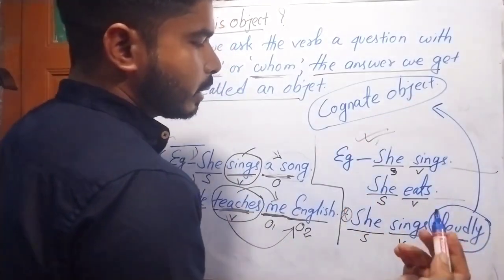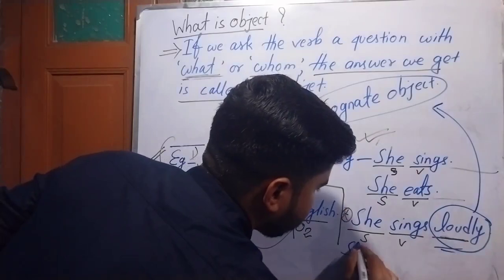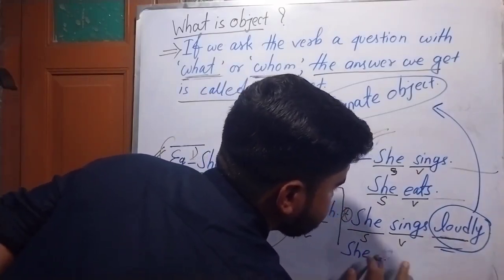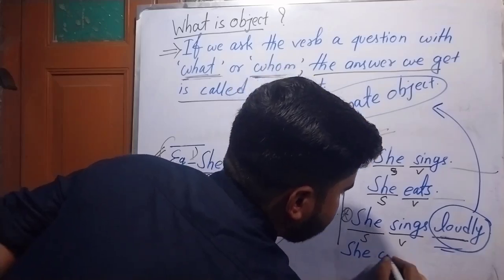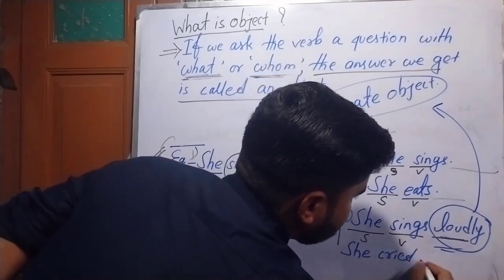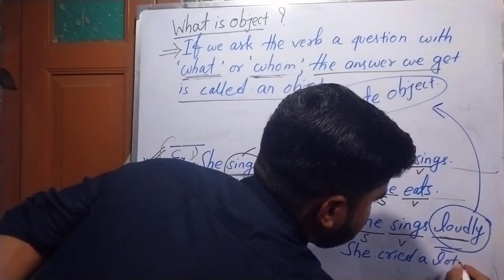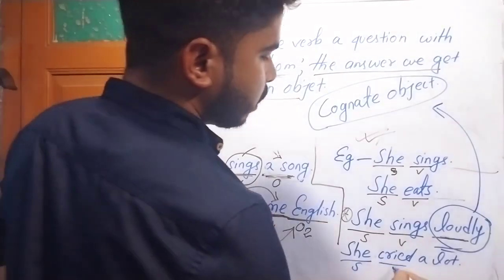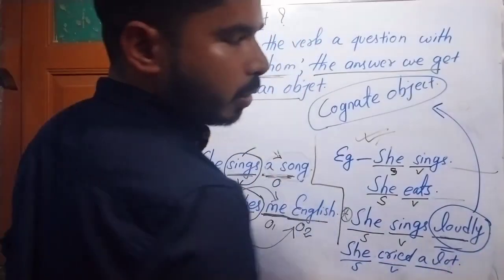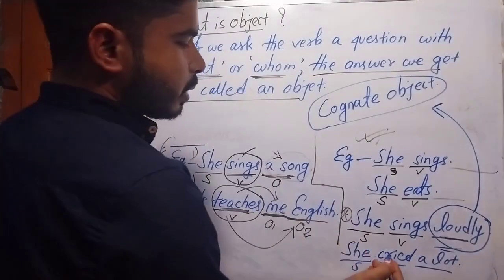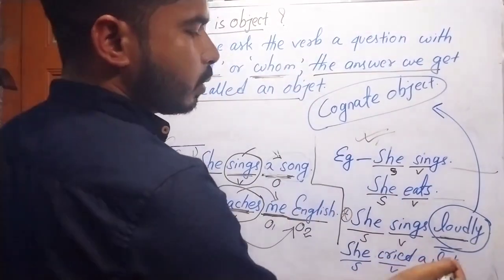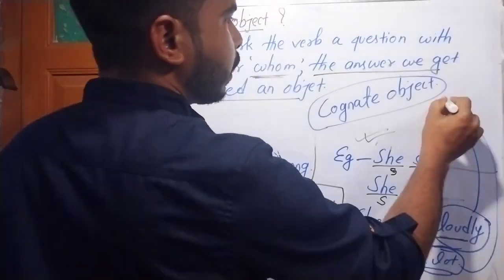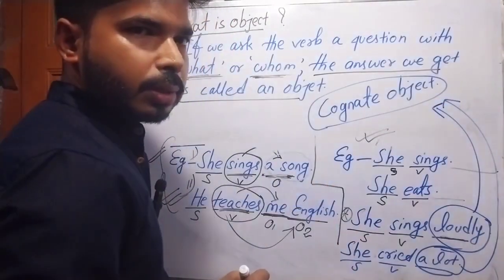If we take another example, suppose she cried a lot. She is subject, cried is verb, and a lot is cognate object, because what cried, no answer, whom cried, no answer, and this a lot will also be cognate object. Clear?